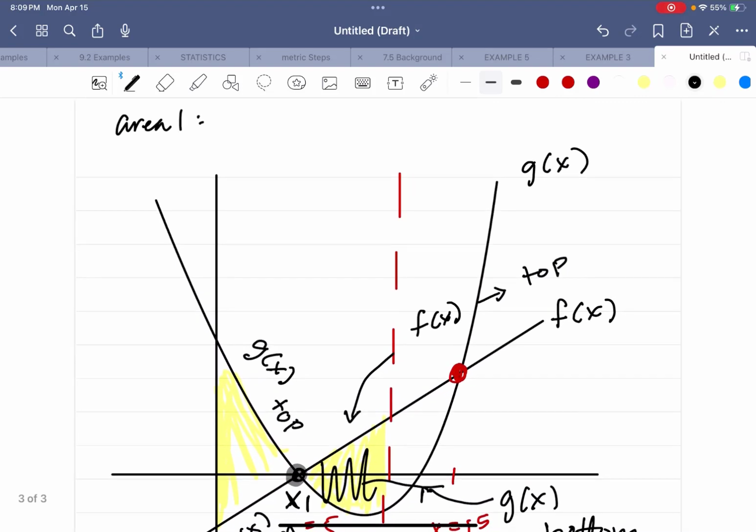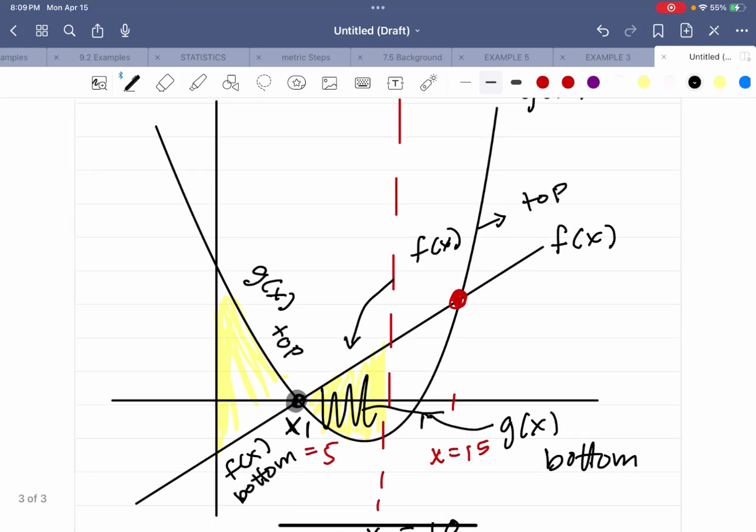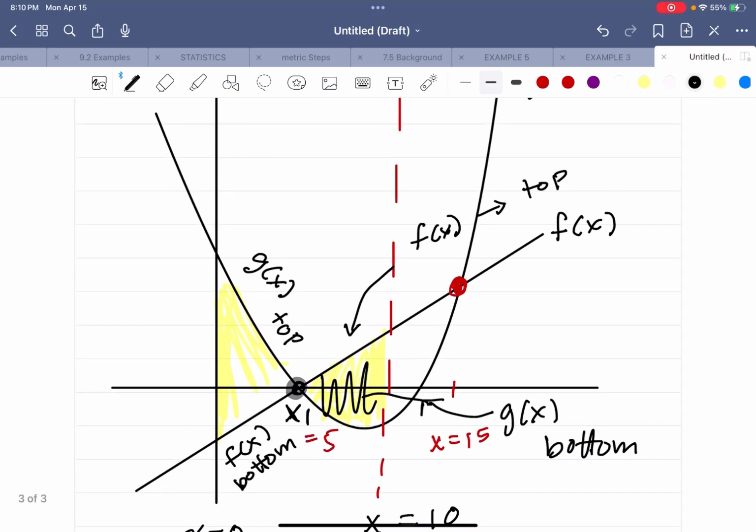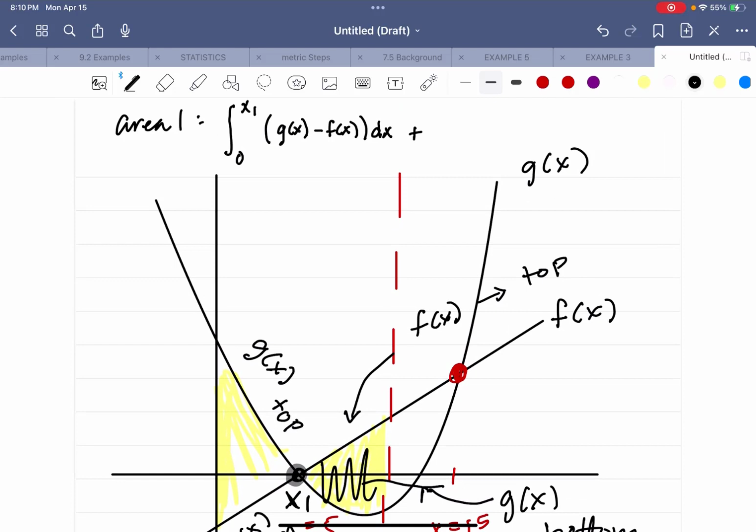That's going to be the integral from 0 to that x1 point, whatever it is that we found there, of g of x minus f of x dx. Plus, area 2 is going to go from x1 to x is 10. So from x1 to 10, and it's going to be top function f of x minus g of x dx.